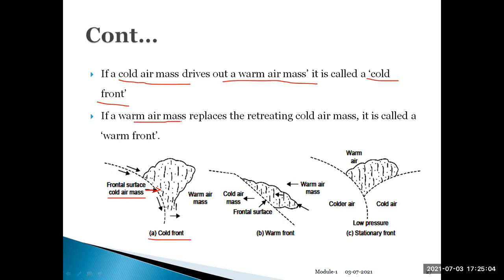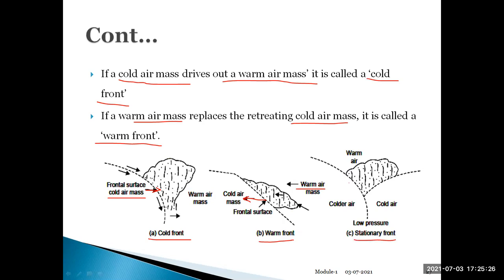If warmer air replaces cold air masses, that is a warm front. It is like the reverse. So you can see here, the second figure indicates a warm front. The warm air mass is replacing a cold air mass. That is called a warm front. And one more front is there, that is a stationary front.